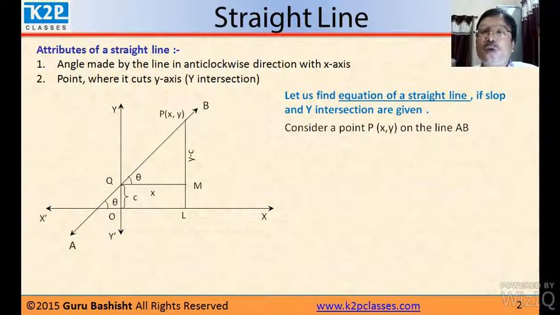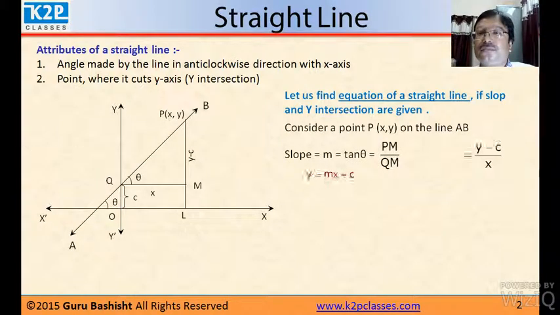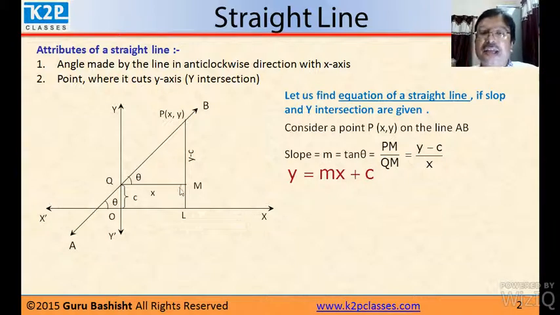Consider a point x, y on the line AB. Now, by seeing this diagram, it is clear that QM is parallel to the x-axis. So if this angle is theta, this is also theta. So this is y, this much is c. So PM will be y minus c. The coordinate of P is x, so OL will be x. So QM will be x.